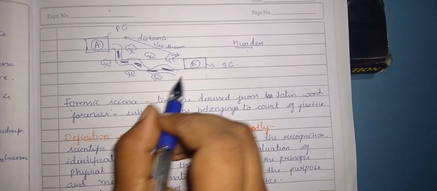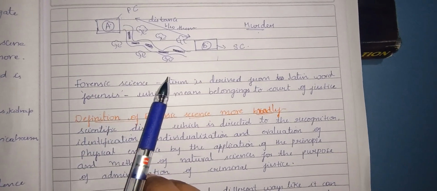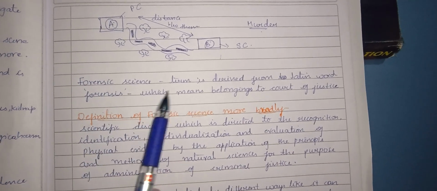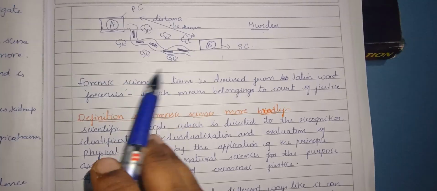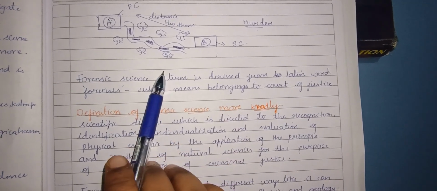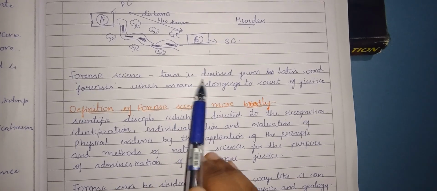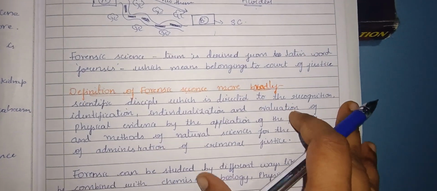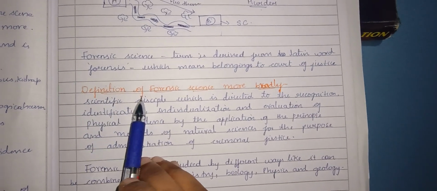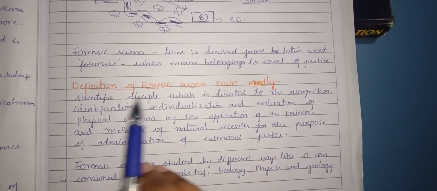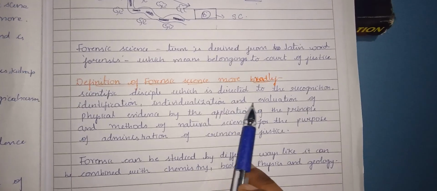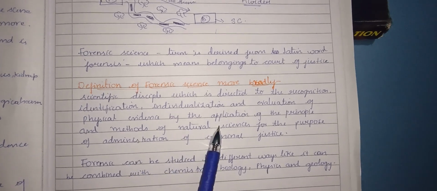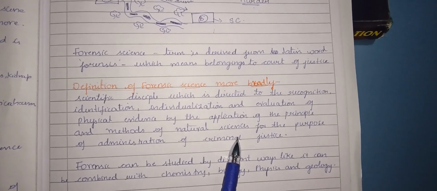Okay, so like that. And coming to forensic science, it is a term derived from the Latin word forensis, which means belonging to the court. Every word is derived from some other language, so forensic science is derived from the Latin word forensis. If you want a very broad definition, forensic science is a scientific discipline directed to the recognition, identification, individualization, and evaluation of physical evidence by the application of the principles and methods of natural sciences for the purpose of administration of criminal justice.